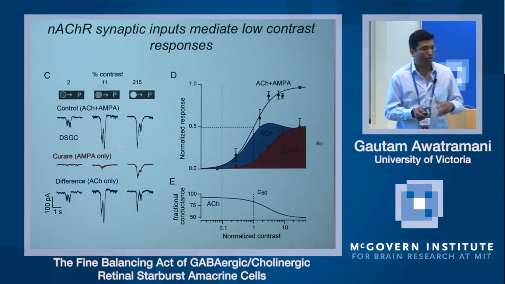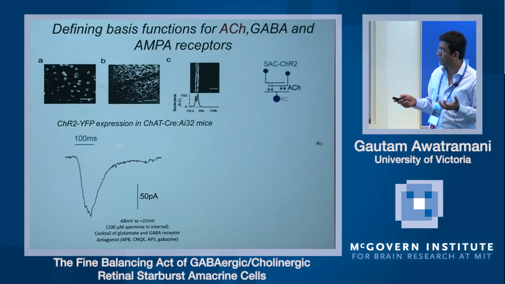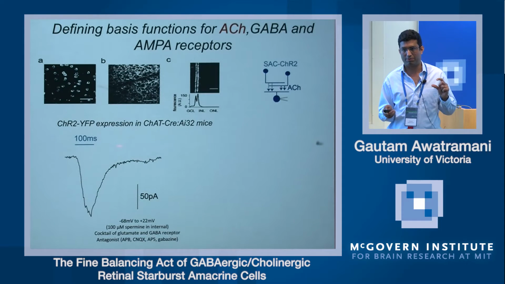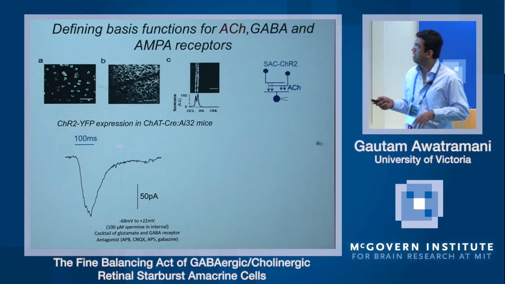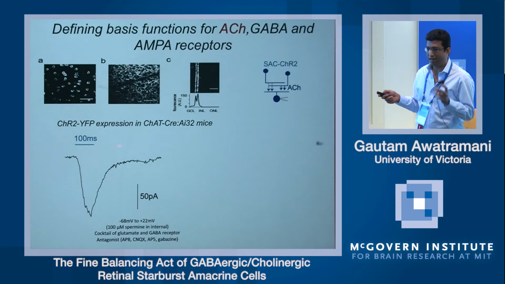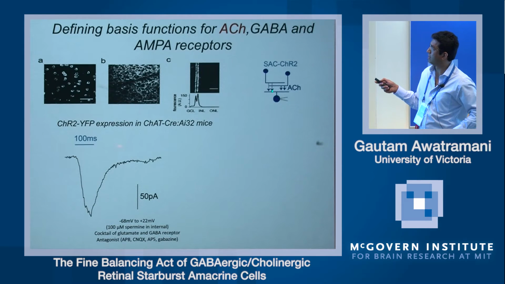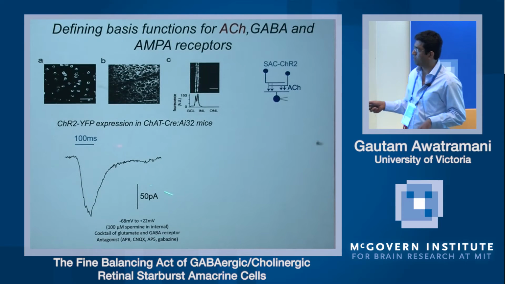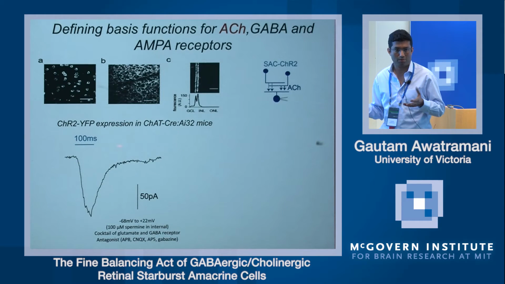For this, we devised a novel method in which we take advantage of the biophysical properties of the different receptor types and use a sort of deconvolution analysis, which I'll explain in a second. So to understand the biophysical properties of acetylcholine receptors on direction-selective ganglion cells, we use the mouse line in which ChR2 was expressed only in starburst amacrine cells. Then we blocked all other receptors in the circuit and stimulated with blue light.